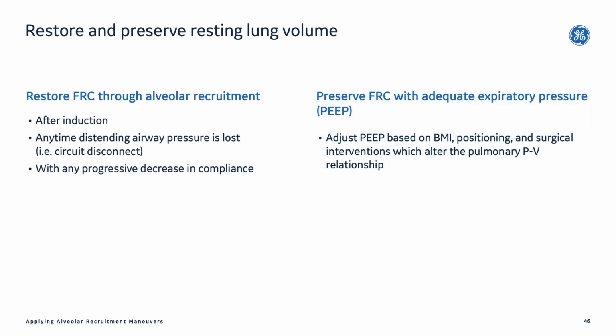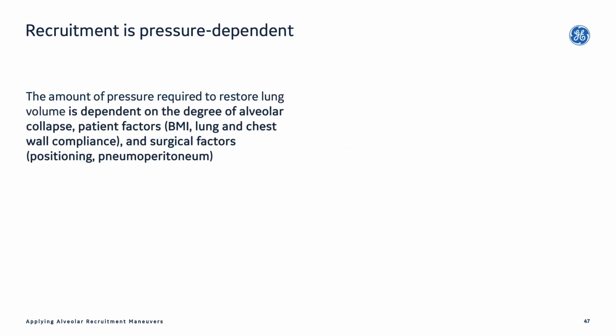So recruitment maneuvers restore and preserve resting lung volume. They restore FRC through alveolar recruitment, and they preserve FRC with adequate expiratory pressure, or PEEP. It is important to remember that recruitment is both pressure dependent and time dependent. The amount of pressure required to restore lung volume is dependent on the degree of alveolar collapse and patient factors such as BMI and lung and chest wall compliance, as well as surgical factors such as positioning and pneumoperitoneum.